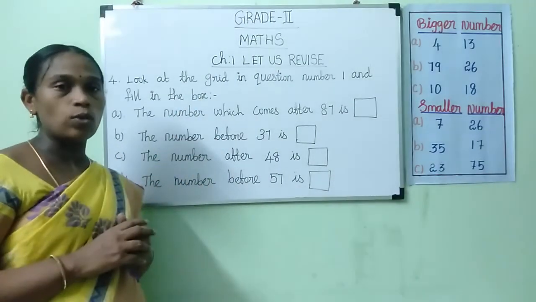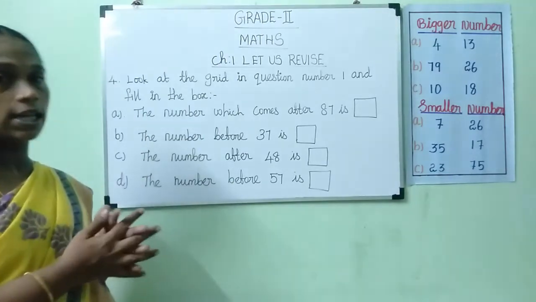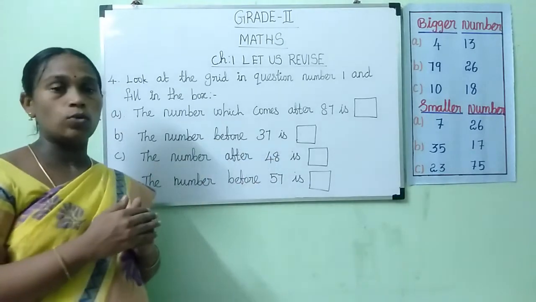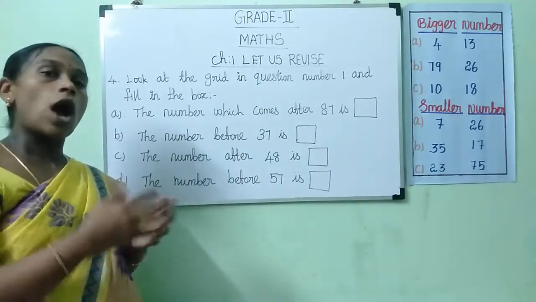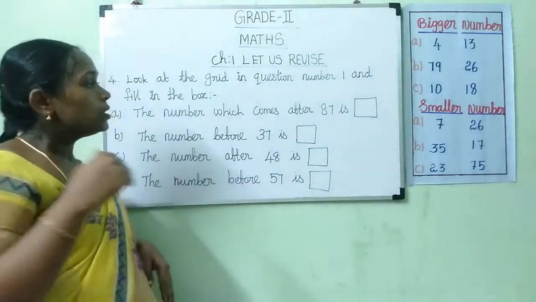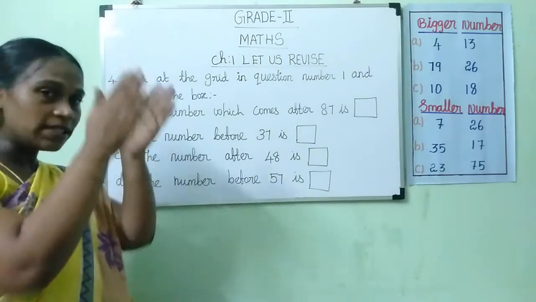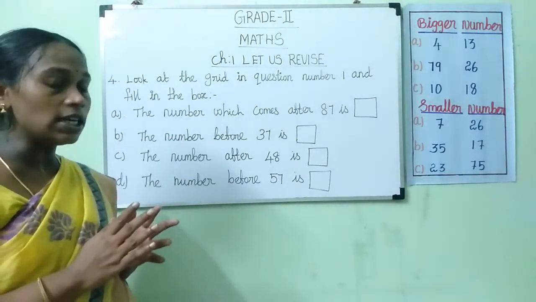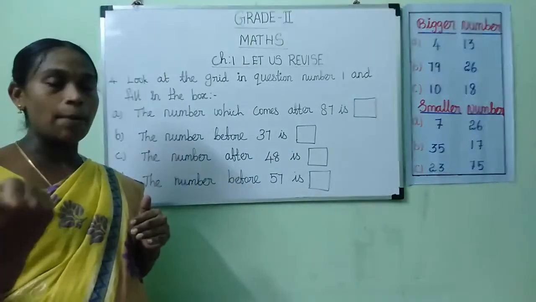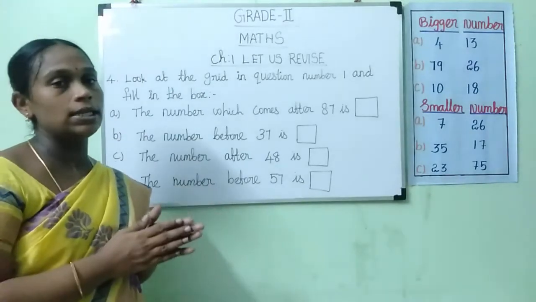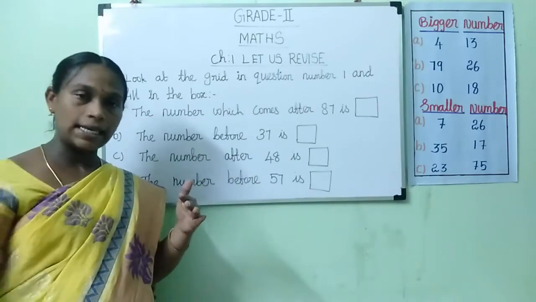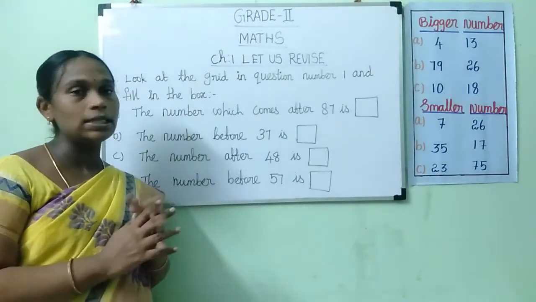Okay. Before means what? Already we have learnt in first standard also. Before means front number. After means next number. Between means center number. Are you clear, children? So before means front number, after means next number, between means center number.